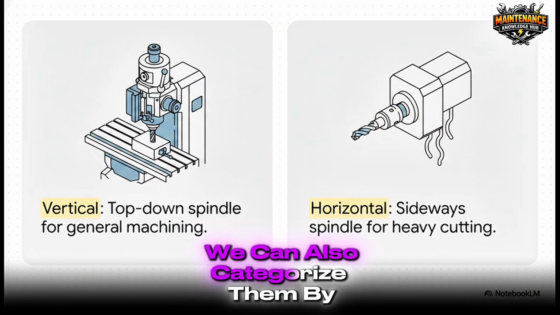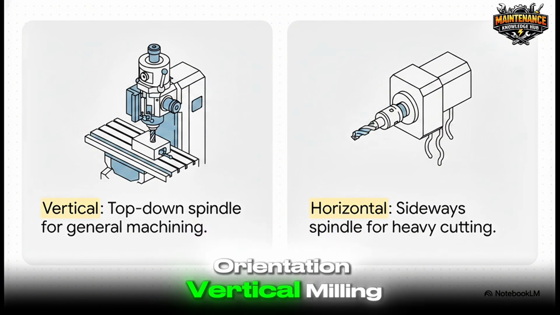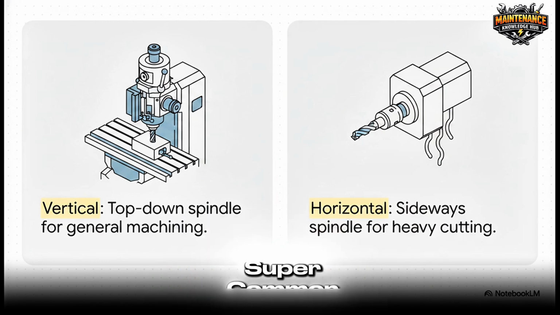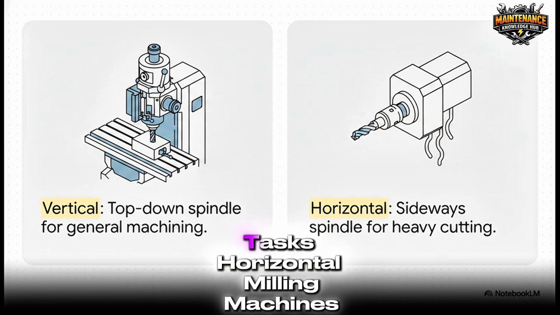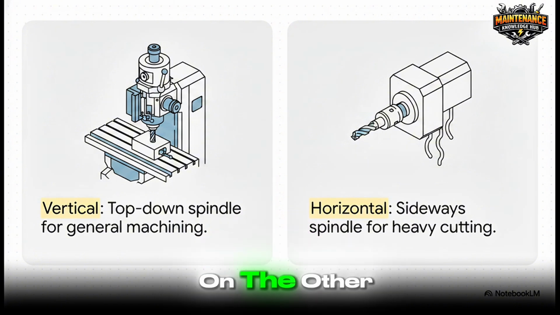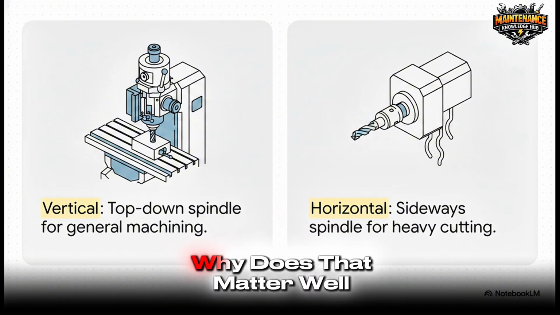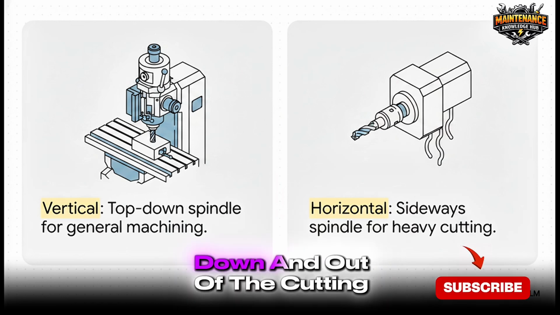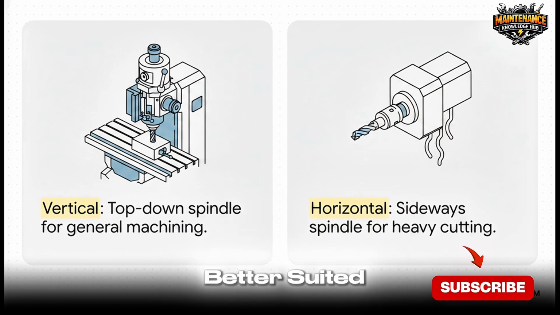We can also categorize them by their spindle orientation. Vertical milling machines have a top-down vertical spindle. These are super common and perfect for general machining tasks. Horizontal milling machines, on the other hand, use a sideways spindle. Why does that matter? Well, gravity naturally helps pull the heavy metal chips down and out of the cutting area, making them far better suited for heavy cutting and deep material removal.